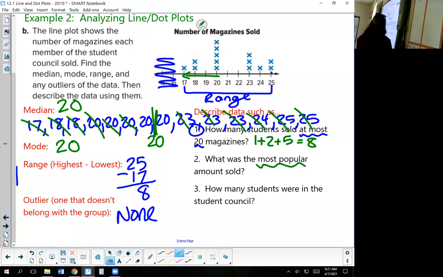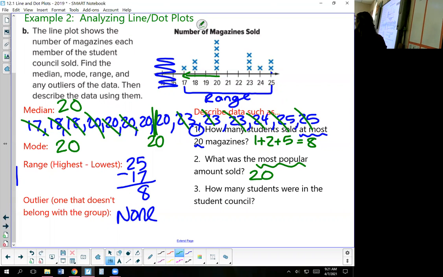Okay, what's the most popular amount sold? What's the most popular number of magazines sold here? 11. Oh, no, I'm the wrong one. Most popular sold. The most popular. Which one is, okay, let me ask you this. Which one is appearing the most? That's what I'm thinking. Isn't this the most? Okay, most popular is mode, cool? Most popular is mode. So it'd be 20.